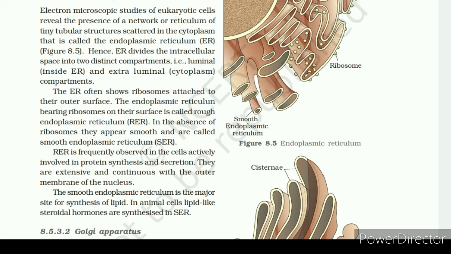The matrix also possesses a single circular DNA molecule, a few RNA molecules, ribosomes, and the components required for the synthesis of proteins. The mitochondria divide by fission.